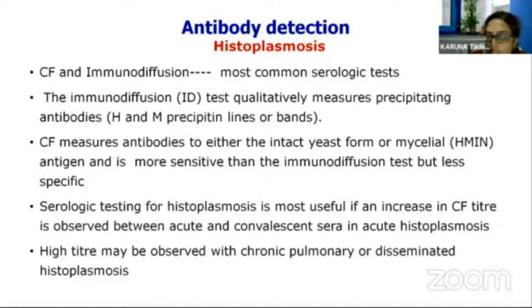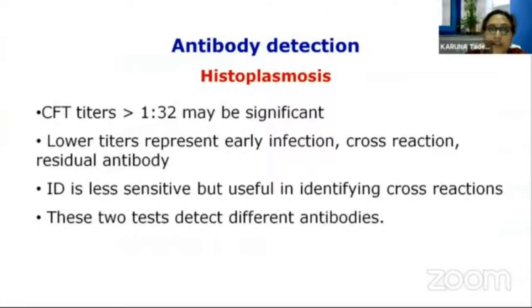Serological testing for histoplasmosis is most useful if an increase in complement fixation titer is observed between acute and convalescent sera in acute histoplasmosis. High titers may be observed with chronic pulmonary or disseminated histoplasmosis. Complement fixation titers more than 1:32 may be significant. Lower titers represent either early infection, cross-reaction or residual antibody. And immunodiffusion is less sensitive but useful in identifying cross-reactions.